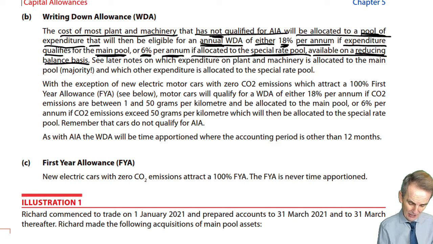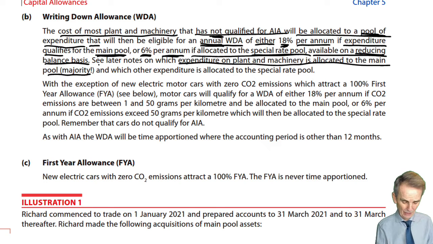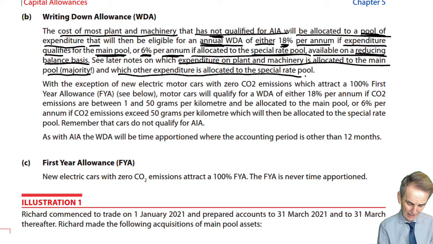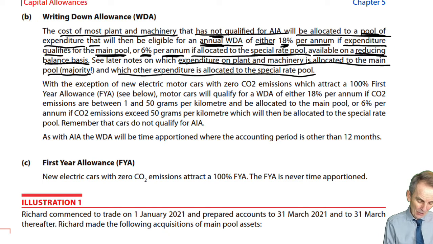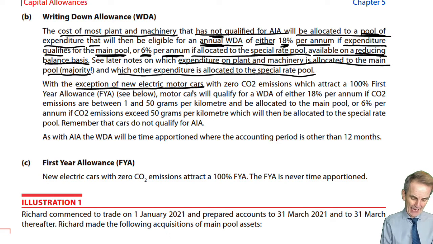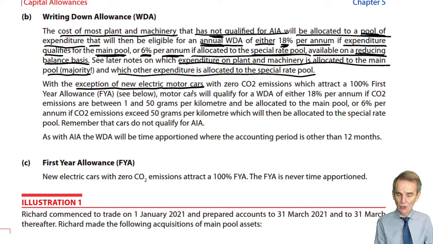Now we'll see in later notes the expenditure on plant and machinery that is allocated to the main pool, which I've said is most of it, and which other expenditure is allocated to the special rate pool. Basically, you'll see a list of items that are special rate pool expenditure, and effectively all other plant and machinery will go to the main pool. With the exception of, here's another very specific asset. Don't worry, this information is again provided on your rates and allowances.